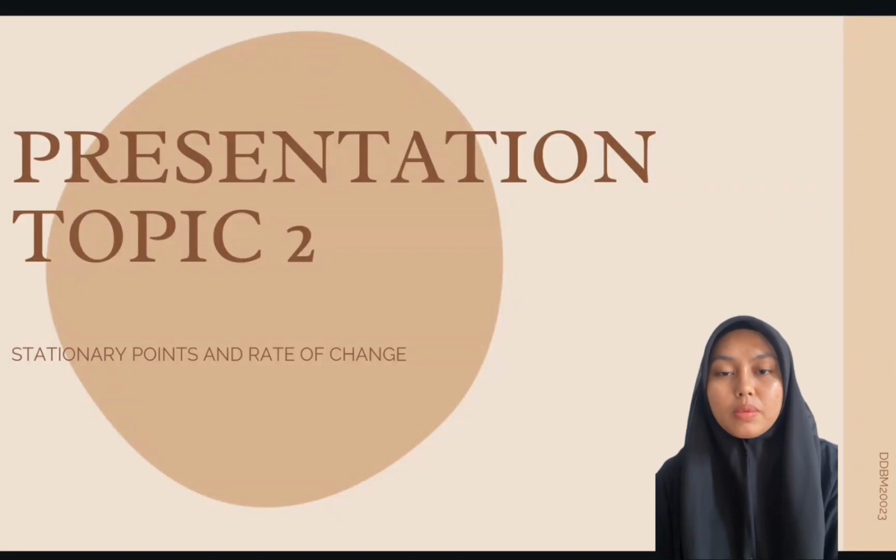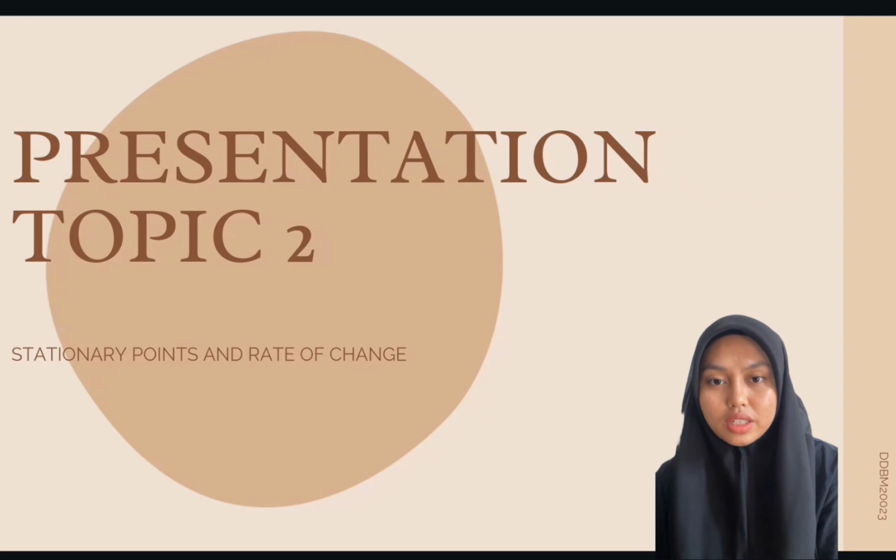Hi and Assalamualaikum. Our group will make a presentation on Topic 2, which is about the application of differentiation, mainly used in stationary point and rate of change.